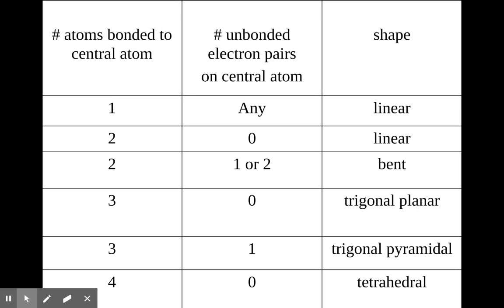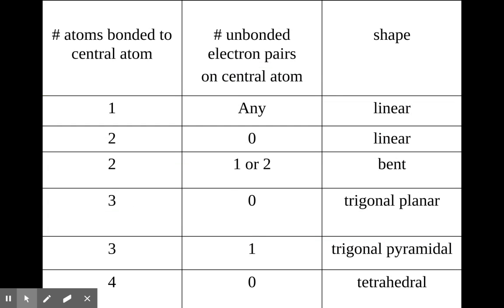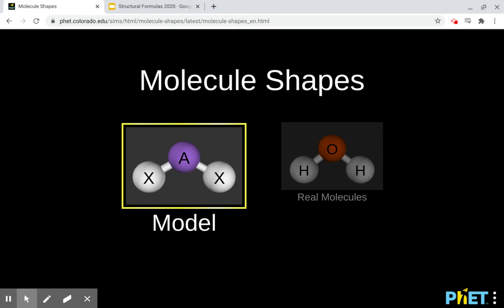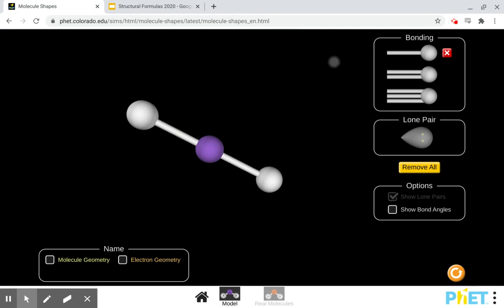Now, what I'm going to ask you to do is use a simulation. There's a simulation on what's called the PhET website. I'm going to link this simulation. It's called the molecule shape simulation. I'm going to link it in Google Classroom. I want you to go to it, click on model, and this will let you build models of the atom. So for instance, you can start with just a single atom, and we can see the molecule geometry, the shape of the molecule, as we build it.